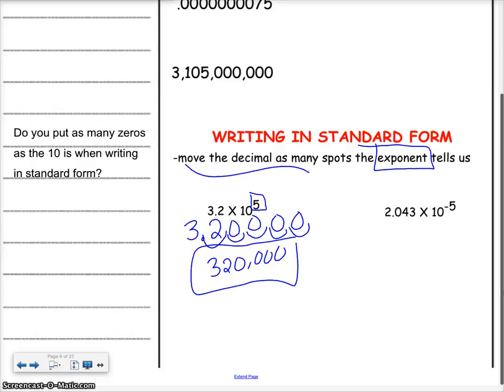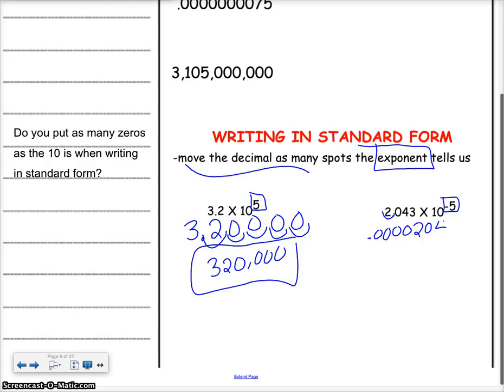2.043 times 10 to the negative 5. So my exponent is negative 5. So does that mean left or right? Left. I need to move to the left. So I can move 1 spot to the left. And then how many placeholder zeros do I need? 4. So 1, 2, 3, 4 placeholder zeros.